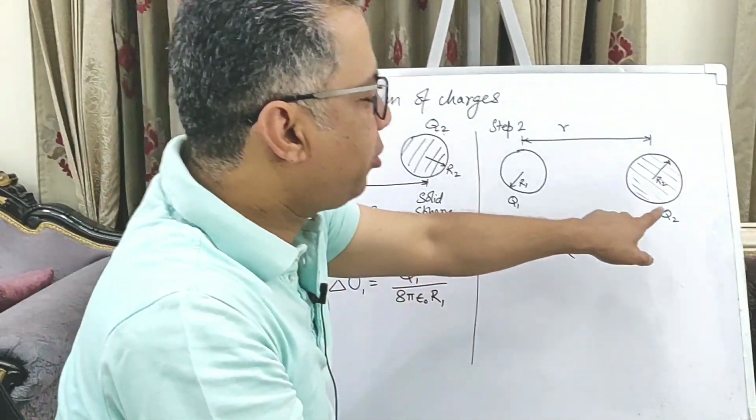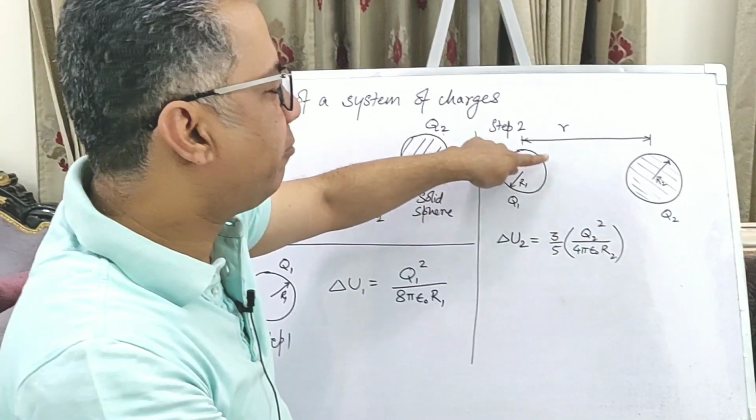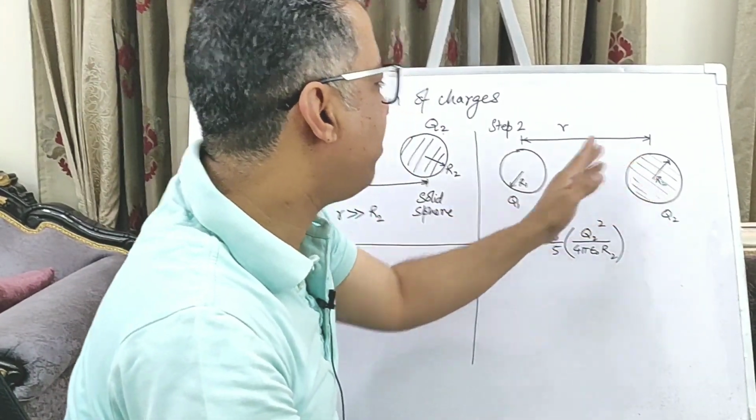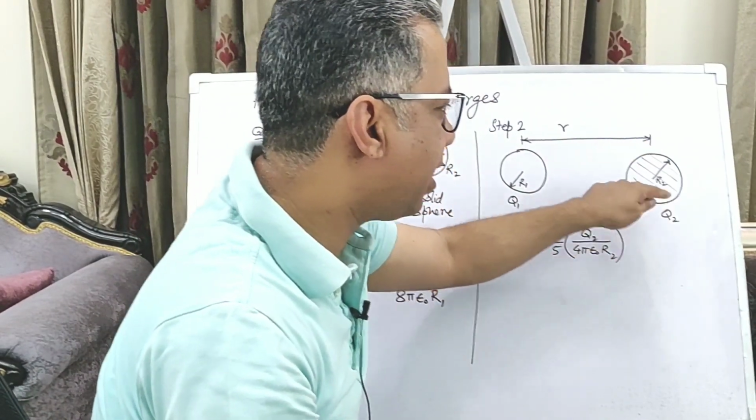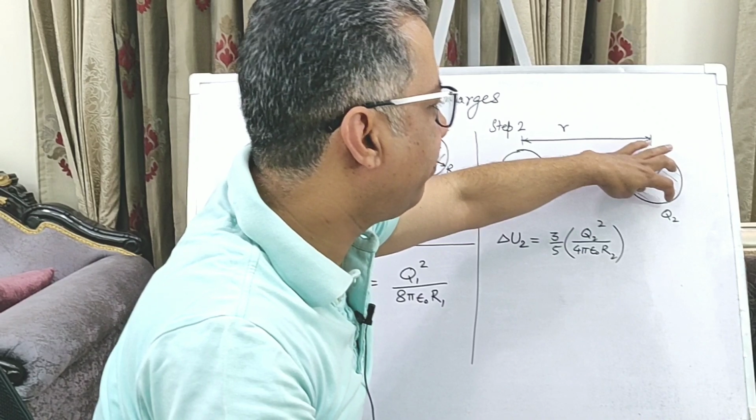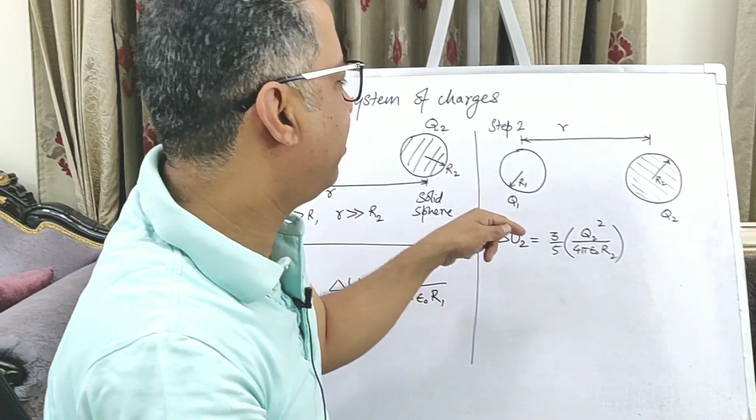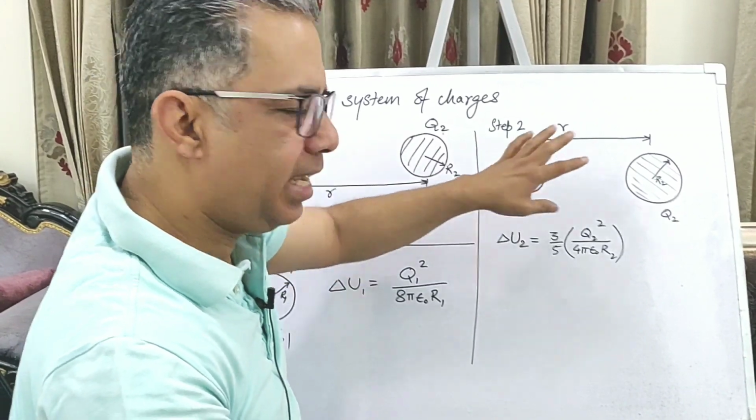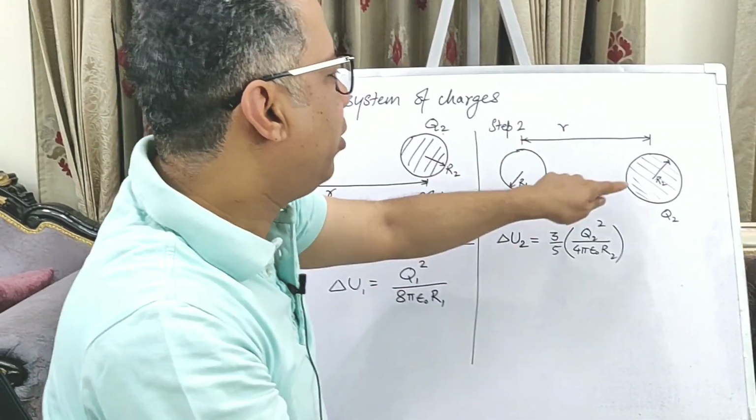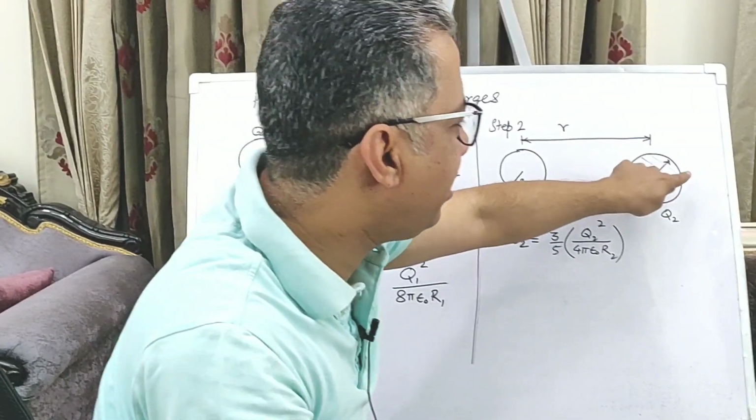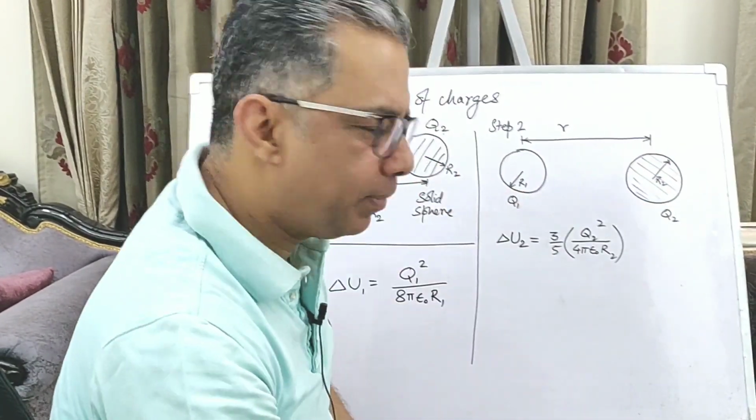Also, we place charge Q2 in the potential of charge Q1. Now at this location, I am assuming this R to be very large and R2 to be very small. So practically Q2 is a point charge. We have placed it almost at the center. If we are looking at the interaction between the two, the potential throughout this body can be assumed to be very nearly equal to the potential at the center.